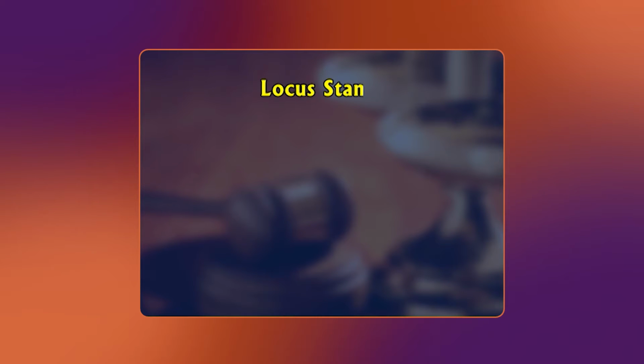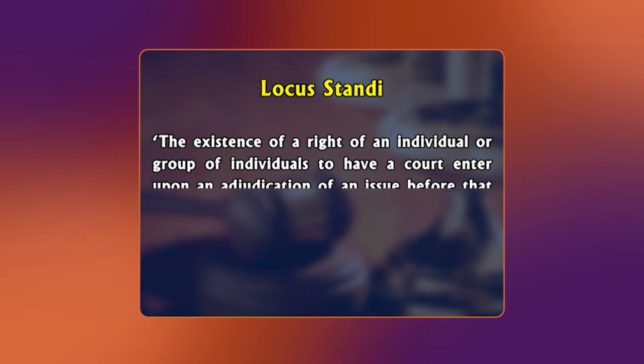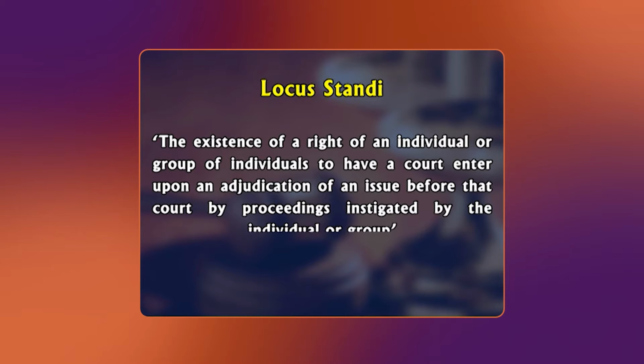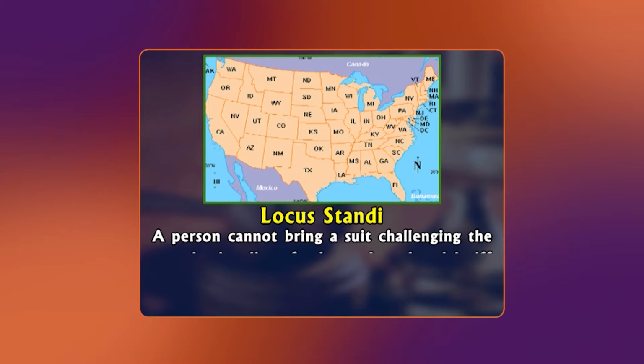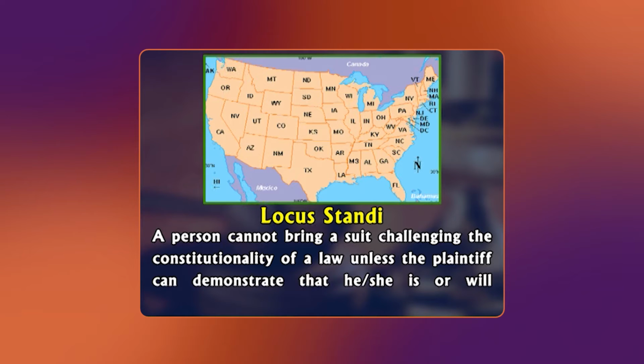Australian jurist Leslie Zines defines locus standi as the existence of a right of an individual or group of individuals to have a court enter upon an adjudication of an issue before that court by proceedings instigated by the individual or group. In the United States, the current doctrine is that a person cannot bring a suit challenging the constitutionality of a law unless the plaintiff can demonstrate that he or she is or will imminently be harmed by the law. Otherwise, the court will rule that the plaintiff lacks standing to bring the suit and will dismiss the case without considering the merits of the claim of unconstitutionality.